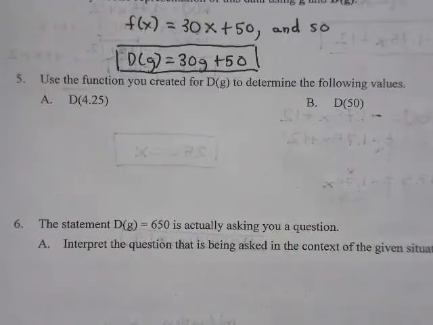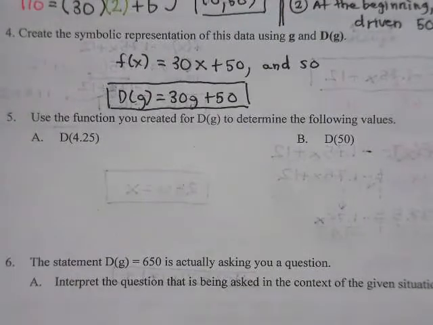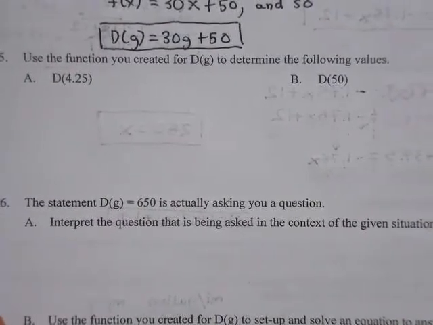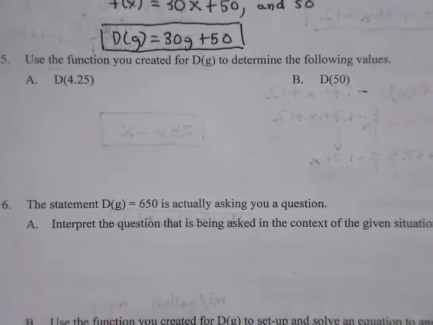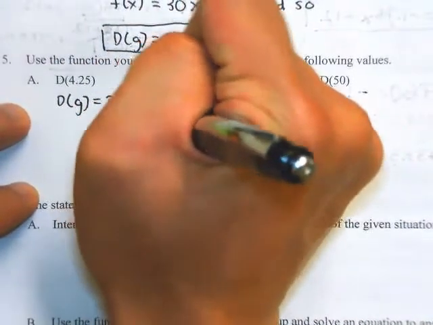Okay, students, welcome back. What we left off with was we got the equation. Now that we got the equation, we're just going to answer the follow-up questions, and we should be done with today's agenda of notes. So let's do number 5, A and B. Use the function you created for D of G to determine the following values. Well, let's just go ahead and use the equation because we made it.